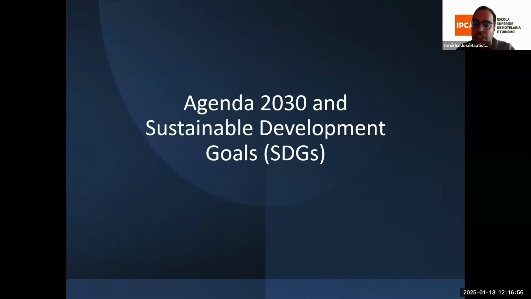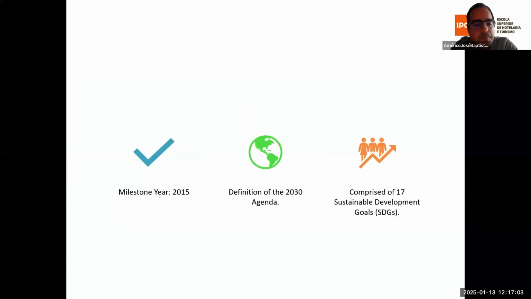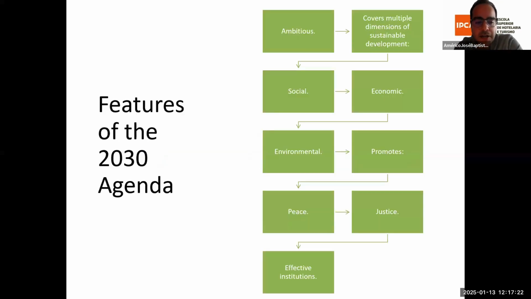Now, I will present the Agenda 2030 and Sustainable Development Goals, or SDGs. Okay, the milestone here is 2015, the definition of the 2030 agenda, comprised of 17 sustainable development goals. Okay, they are the features of the 2030 agenda. This agenda is so ambitious and covers multiple dimensions of sustainable development. Social, economic, and environmental are the three dimensions of sustainable development, and it promotes peace, justice, and effective institutions.